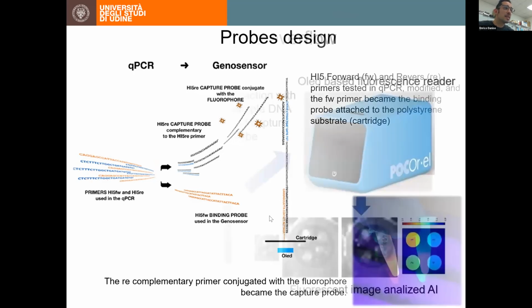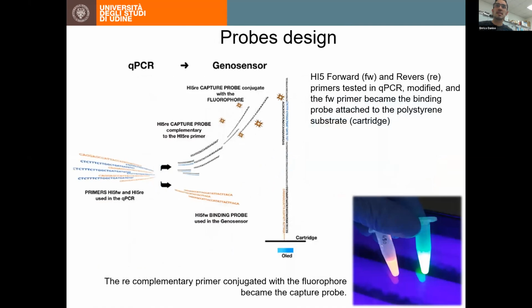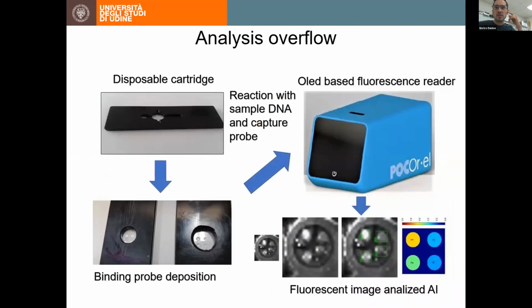So as you can see, the analysis is composed from the binding probe, the target DNA, and the capture probe. And the analysis in themselves is composed from this cartridge where we bind our probes that I talked before.